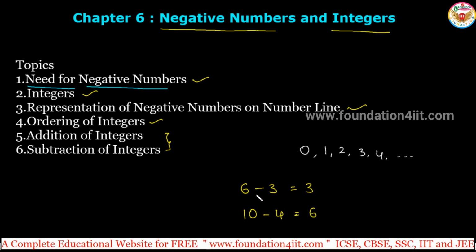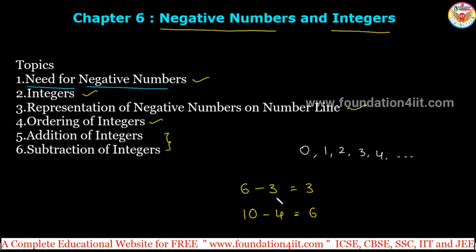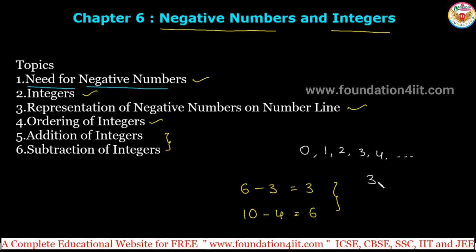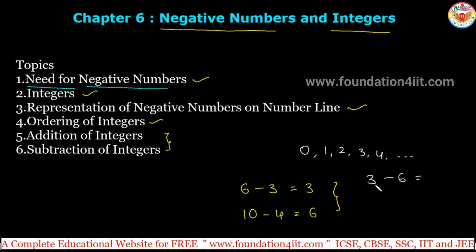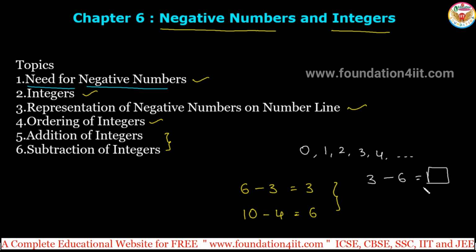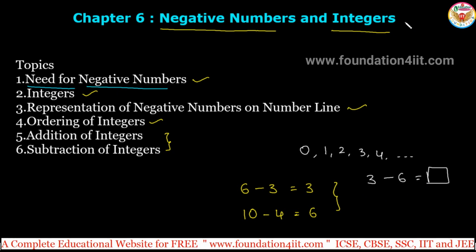According to this, whenever the smaller whole number is subtracted from the larger number, the result we are getting is a whole number. Same thing if you do the reverse. For example, is it possible to take 3 minus 6? So from the smaller number, if you subtract the larger whole number, you'll never get a whole number again. So in this case, we need negative numbers, and the integers concept will be required to find this out.